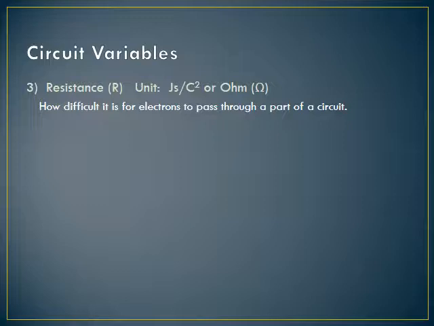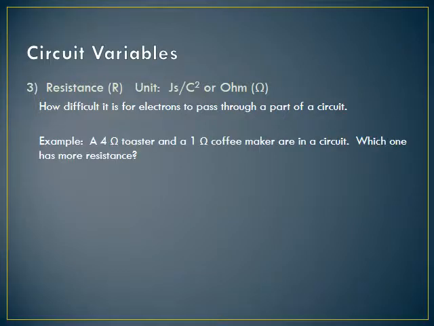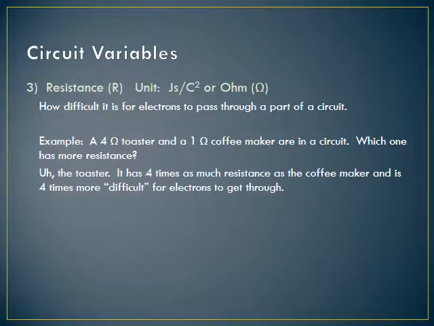The resistance of an element or a circuit is basically how difficult it is for the electrons to pass through some part of that circuit, usually the resistor. So for example, a 4 ohm toaster and a 1 ohm coffee maker are in a circuit. Which one has more resistance? It should be pretty straightforward that the toaster is 4 times harder for electrons to get through.